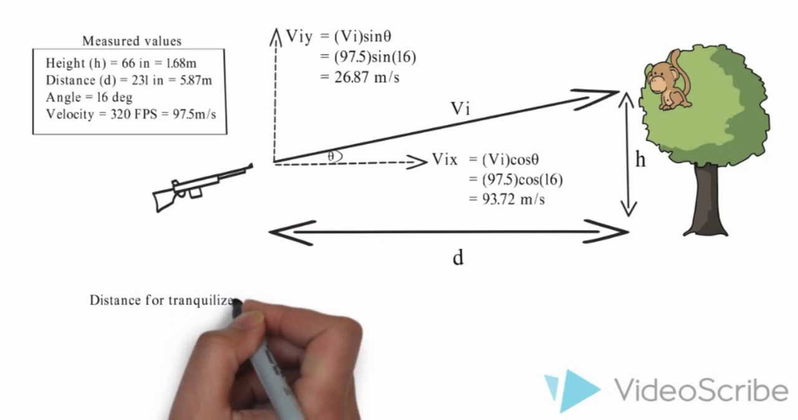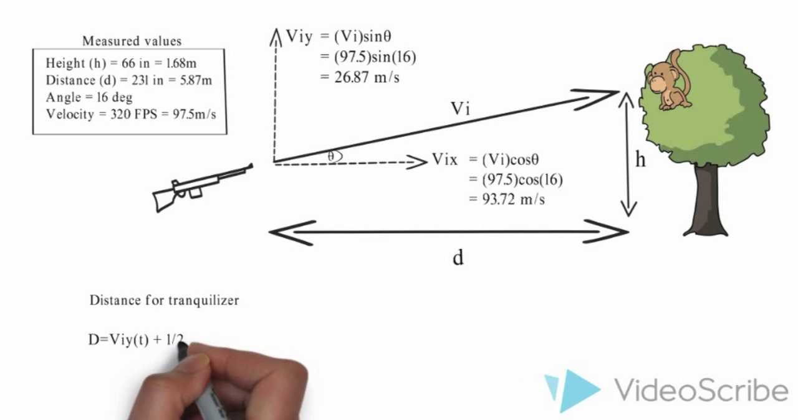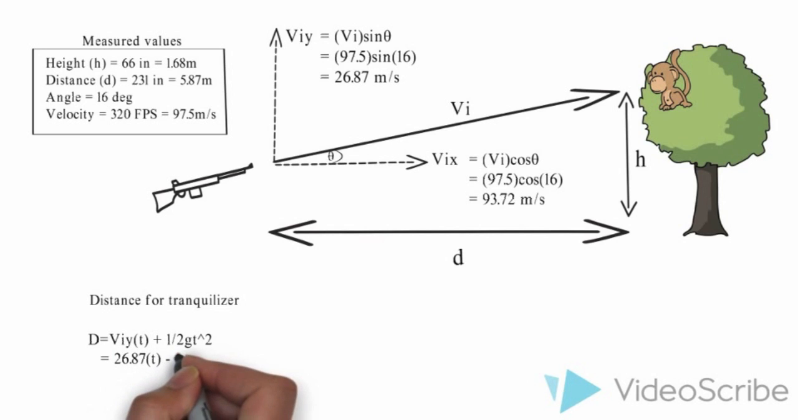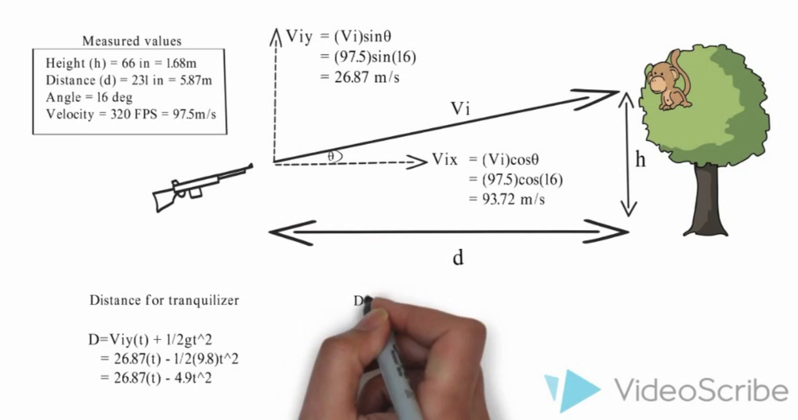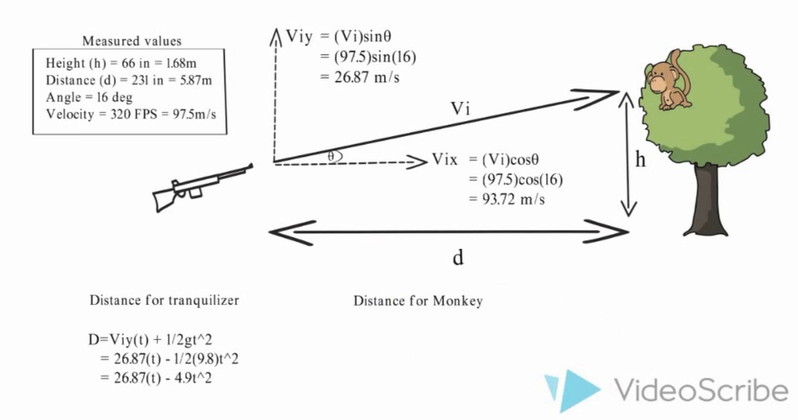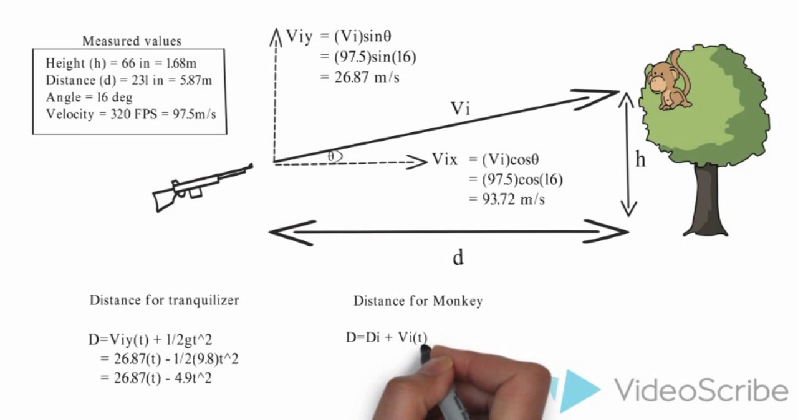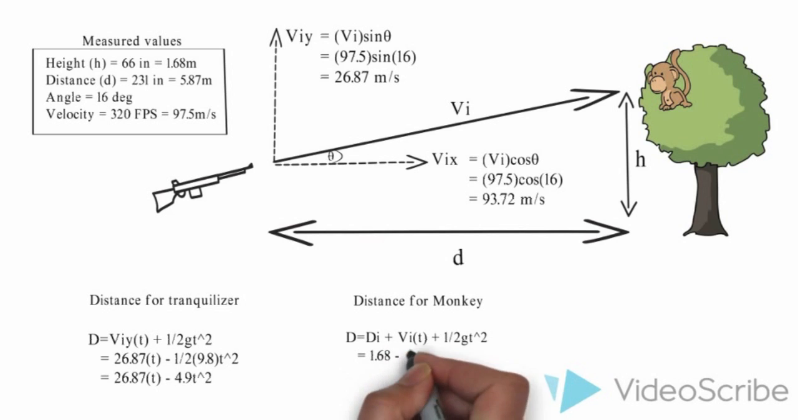Now we can look at the vertical distance for the tranquilizer. Using our equation of motion, we have to substitute in velocity of y, and we're using acceleration due to gravity as the object is falling. After doing this, we can simplify our equation into 26.87t minus 4.9t squared. We can do the same thing for the monkey, as we have its initial height being h. When we substitute all of our values in, we can express our final answer as 1.68 minus 4.9t squared.